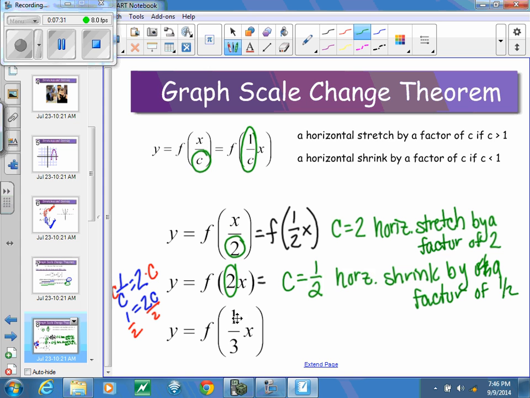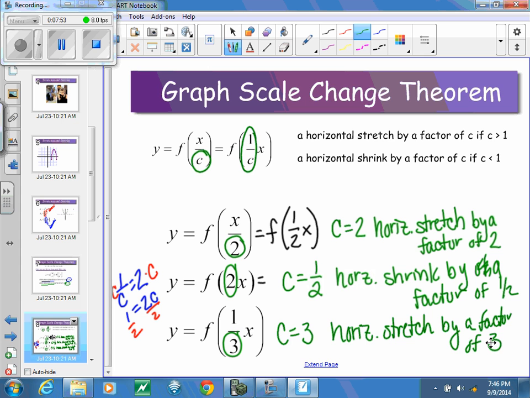With the last one here, so 1/3 x, this one's easy to see that your value of c is 3. And so we're going to have a horizontal stretch by a factor of 3. So when you have inside change, that is going to be your horizontal stretch or shrink.